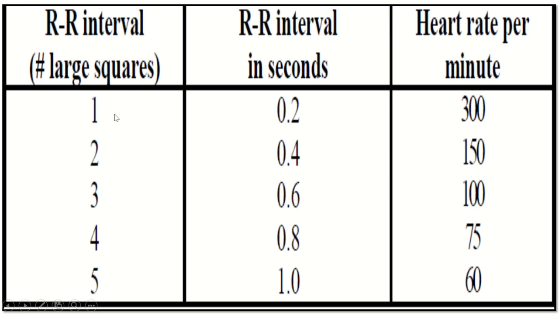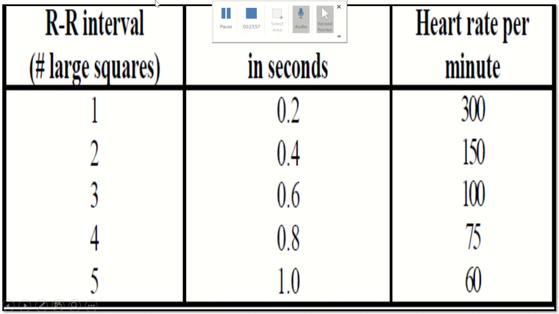It's a small tabular column. If there is one large square, the time taken is 0.2 seconds, so the heart rate is 300. If there are two large squares, the time is 0.4 seconds, so the heart rate is 150. Three means 0.6, heart rate is 100. Four means 0.8, heart rate is 75. Five means 1 second, heart rate is 60.